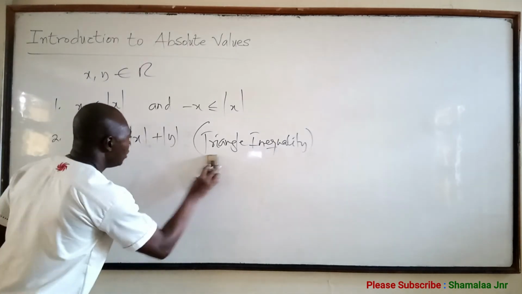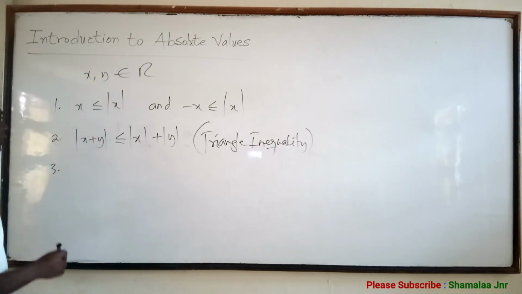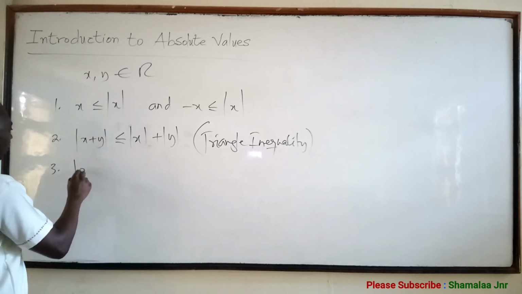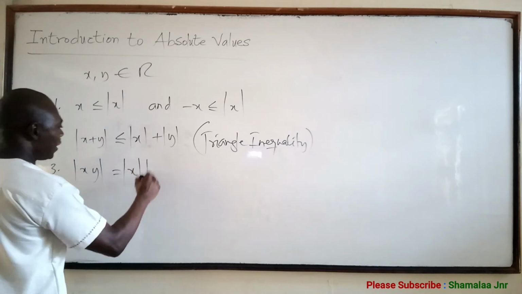It is true. Okay. Now let's look at 3. You also have this absolute value of x times y. This is the same as the absolute value of x times the absolute value of y.